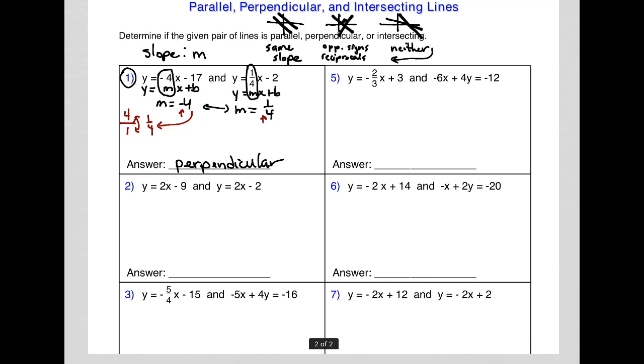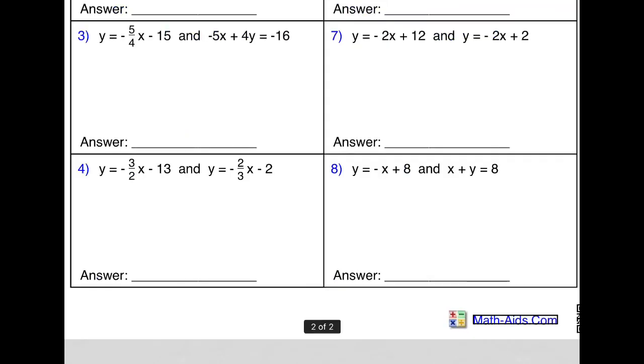Alright, so that's number 1. And I'm just going to bounce around to do a few problems here. So the next one I want to look at is number 3. And I don't know why the numbers go down here, but they do. But let's look at number 3.